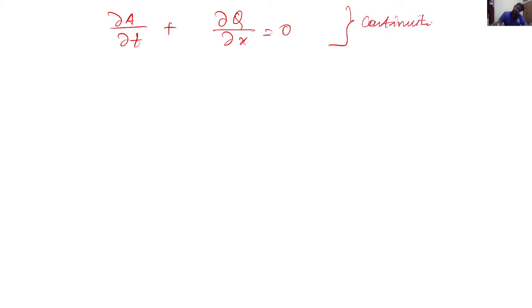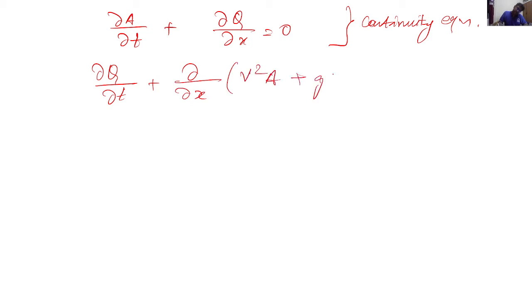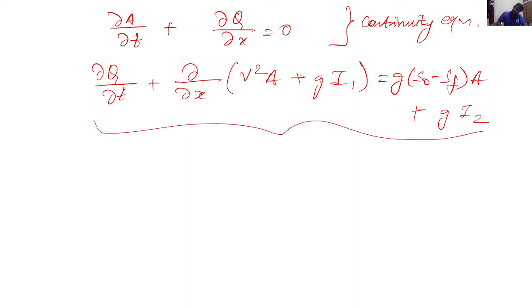So we finally get the expressions del A by del t plus del q by del x equal to 0, which is the continuity equation, and del q by del t plus del by del x times v square a plus g I1 equal to g times S naught minus SF, that is the bed slope minus the friction slope, times the cross sectional area plus g I2. So this is the momentum part of the Saint-Venant equation.